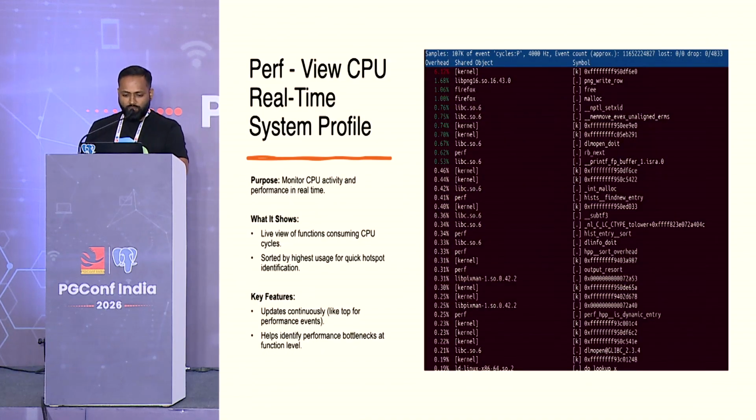And we have perf top. Whenever we run the normal Linux top command, it shows the CPU behavior in terms of processes. When we run perf top, it shows the CPU behavior in terms of functions. So we can use this to analyze how the PostgreSQL functions are behaving.